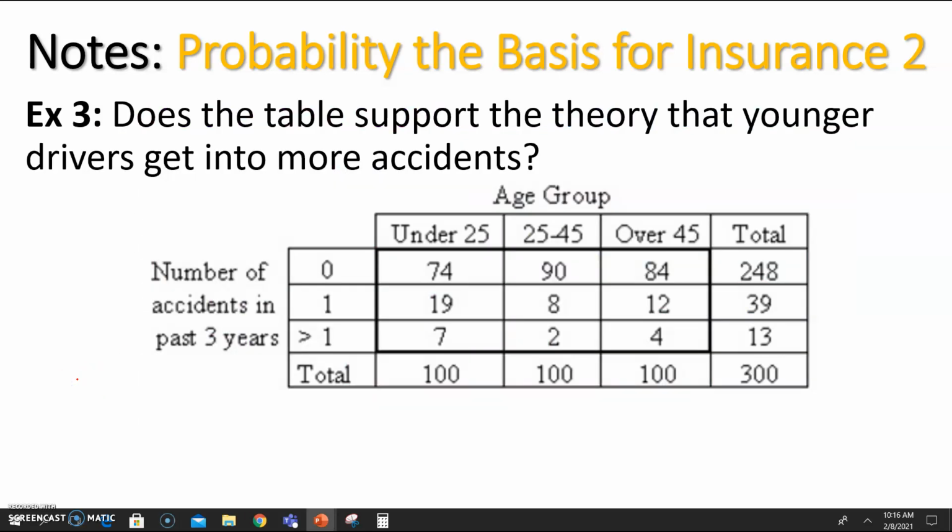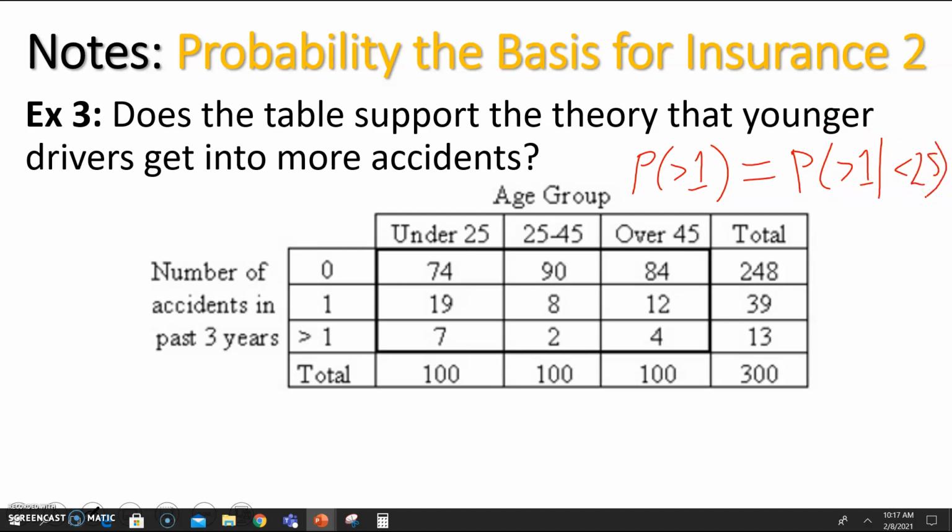All right, so example 3. Does the table support the theory that younger drivers get into more accidents? So what we want to do is determine, are the events associated or not? So we want to see, does the probability of having more than one accident equal the probability of having more than one accident given that I'm under 25?